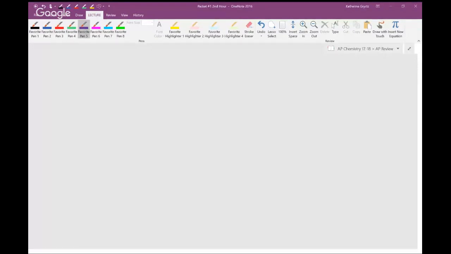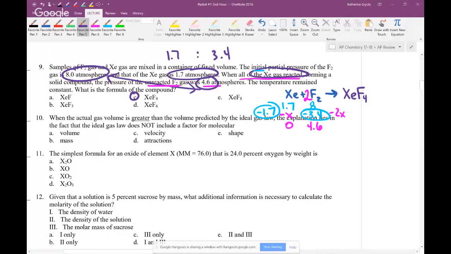Did you do 11? Wait, but did you do 9? It doesn't have a 1 to 2 answer. We tried. It's a 1 to 2 relationship between Xe and F2. Oh, that means there's got to be 4 Fs, because of balancing. Okay.